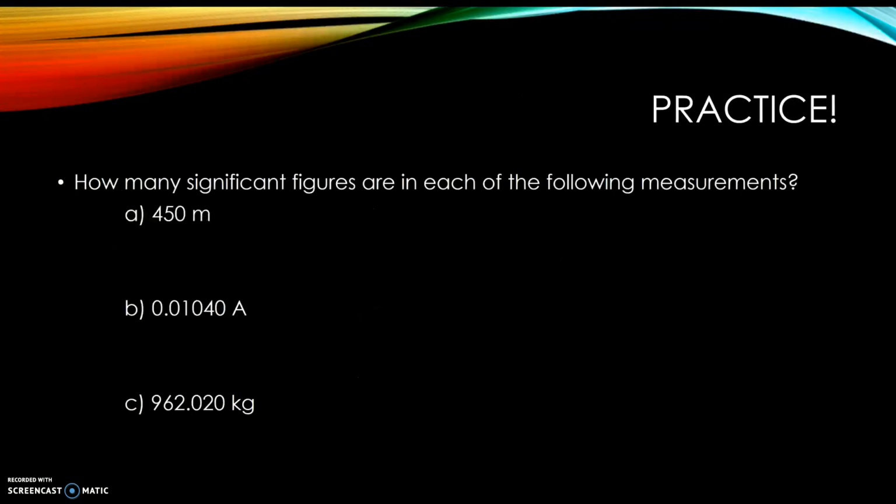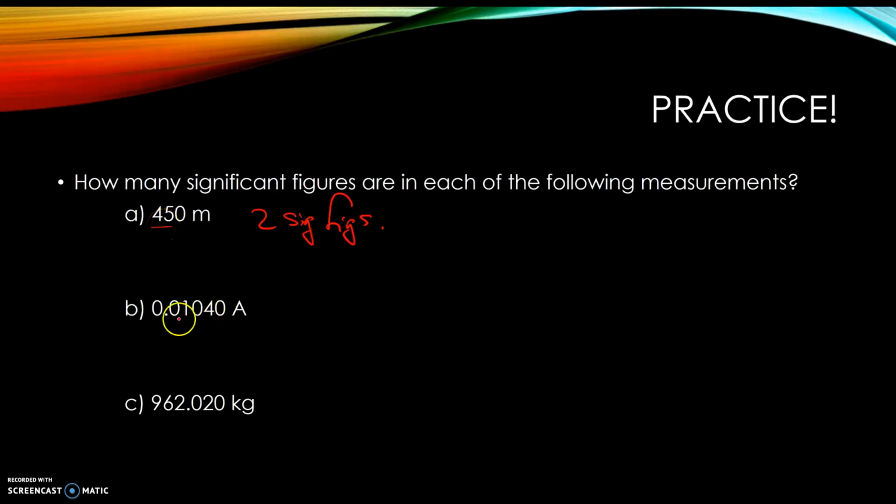So let's practice this just a little bit, and you guys, feel free to pause the video and try to make guesses here, and just predict how many sig figs are in each of these measurements. So we have 450 meters. There's no decimal here, and the zero is at the end of the number, so this is not significant, but the 4 and 5 are, they're non-zero digits. So this one would have 2 sig figs, the 4 and the 5.